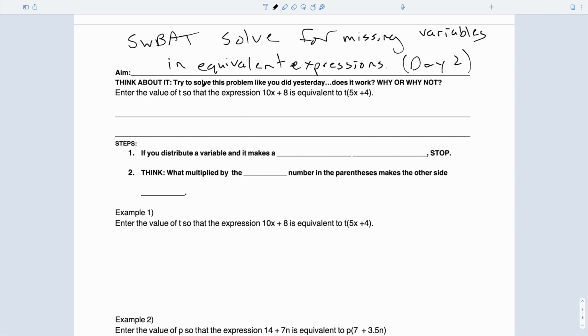Think about this. Try to solve this problem like you did yesterday and see if it works. On the right side of this, you're going to set it up and try to solve it. Remember yesterday we were working on this thing and trying to get it as simple as possible so that we could match it. Can you do it this way? Try to solve it like we did yesterday. And in 20 seconds, I'm going to ask you to give your partner either yes or no, we could solve it, or maybe we could, but it was harder. Turn and talk, go.